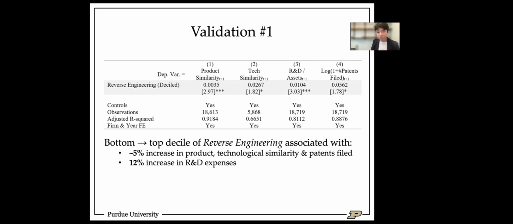First, we are going to just regress this on a firm-year level basis. And as you can see in this result, moving from the bottom to the top decile of reverse engineering is associated with around a 5% increase in product technology similarities and also the number of patents filed. And there's a 12% increase in R&D expenses, suggesting that our measure does capture some of this innovation activity and potentially things that could affect the product markets of those companies that are engaging in this behavior. So first, it does show evidence that it walks like a duck.